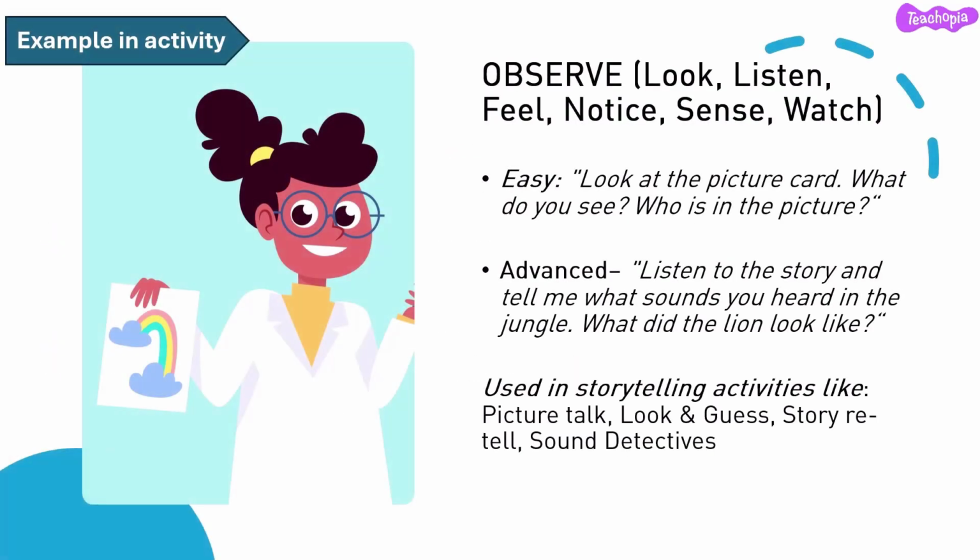Let's look at how these might look when you are doing an activity. So, for example, when you're conducting an activity at an easy level of learners which have a basic or below basic understanding of the language, you can say, look at the picture card. What do you see? Who is in a picture? When it comes to advanced learners, you can use instructions like, listen to the story and tell me what sounds you heard in the jungle. What did the lion look like? These are instructions that can be used in storytelling activities like picture talk, look and guess, story retell, and sound detectives.